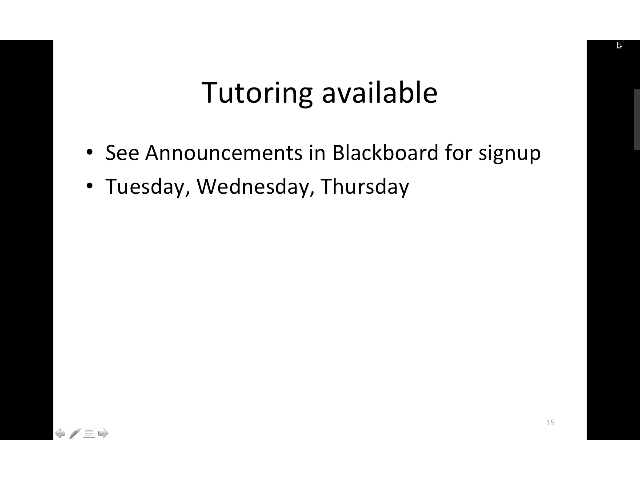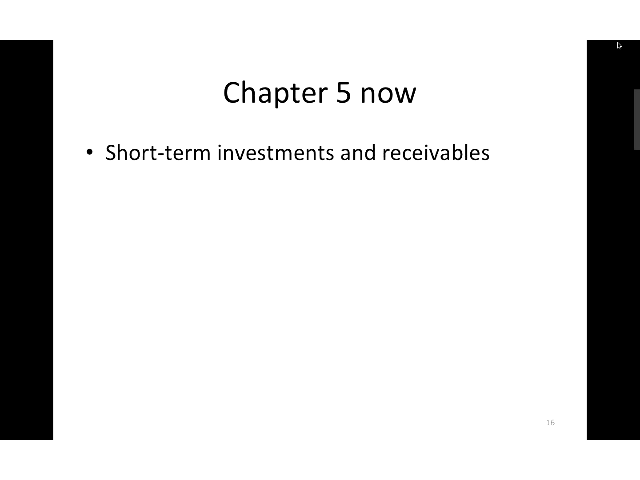So on to Chapter 5. Chapter 5 is about short-term investments and receivables. We talked about cash a while ago. We did the bank reconciliation. We talked about cash being our most liquid asset on the balance sheet. The next items down on the balance sheet are going to be accounts receivable and short-term investments. So these are things that are almost cash, but not quite.